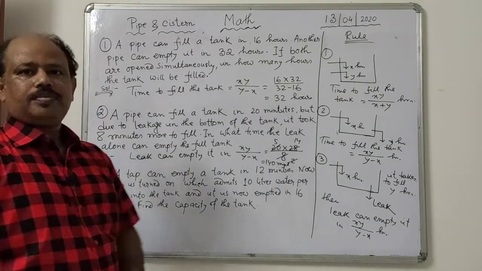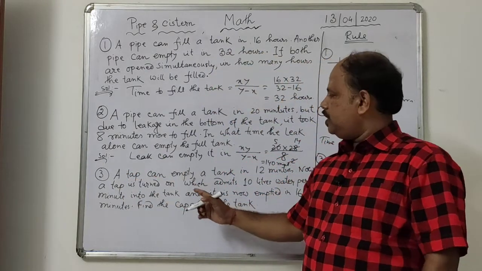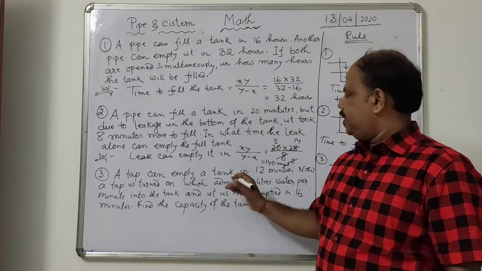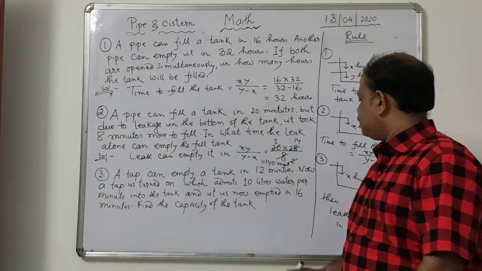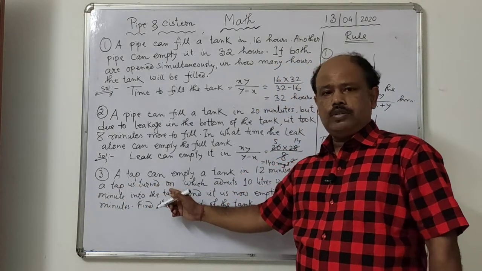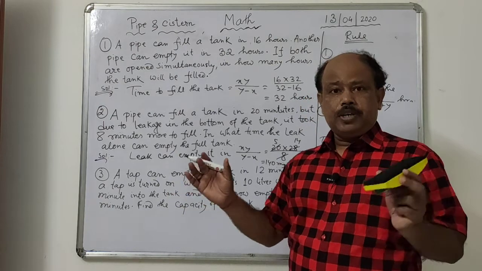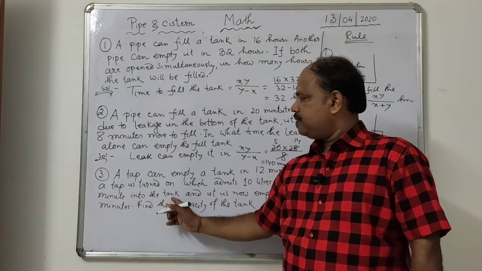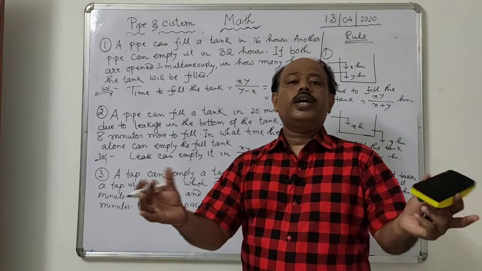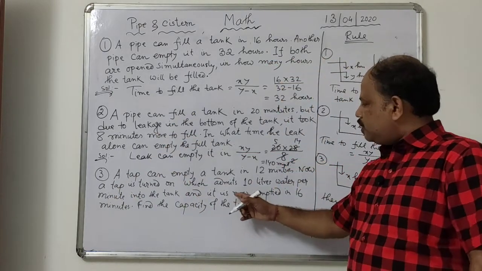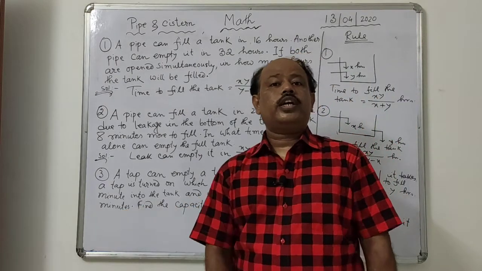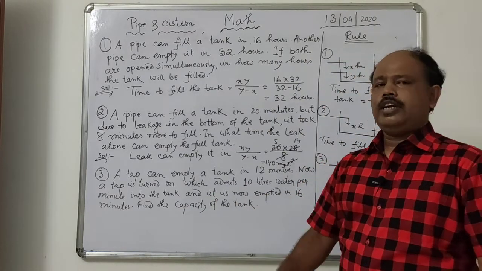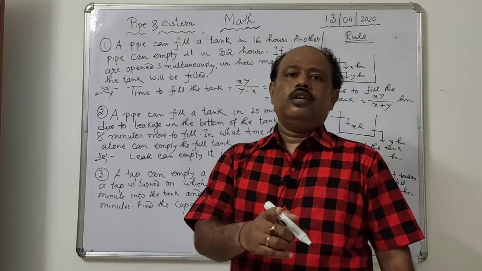A tap can empty a tank in 12 minutes. Now, a tap is turned on. VVI for this question. A tap is turned on, which admits 10 liters of water per minute into the tank. It is now emptied in 16 minutes. Find the capacity of the tank. VVI this question and it will be in 1 second.